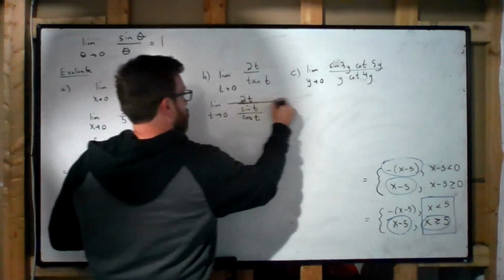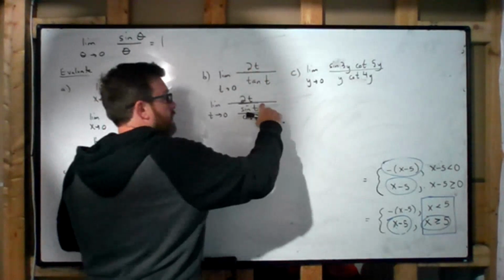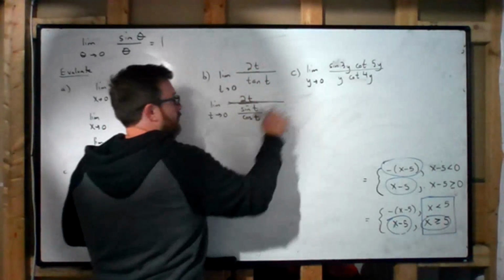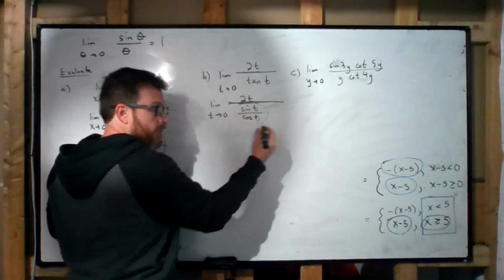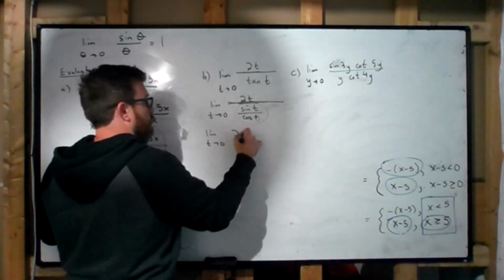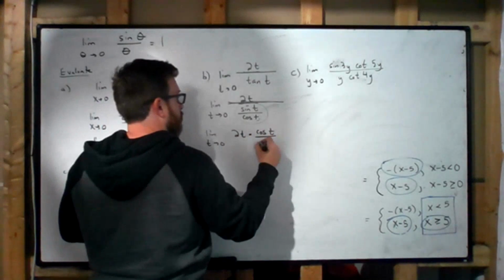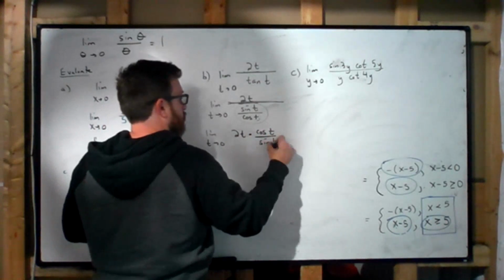And remember, our original division was that one right there. So when I do this division, I'm going to have to multiply by the reciprocal of the denominator. So this is the limit as t goes to 0 of 2t times the cosine of t all over the sine of t.